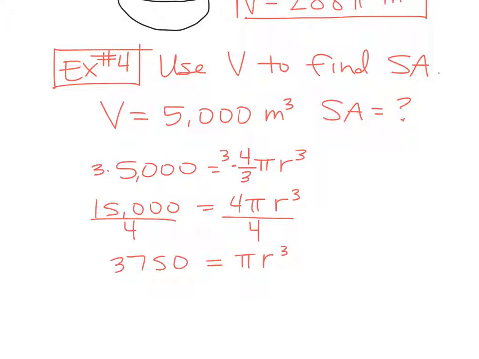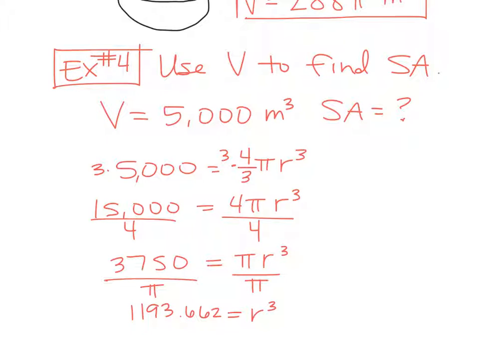Then what would you do to get r by itself? We're going to divide by pi now. So 3,750 divided by pi, you get, sorry, r cubed equals 1,193.662 or so, okay?